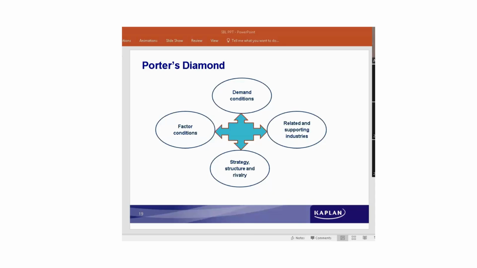Finally, there is the kind of competition prevailing among the competitors: the strategy, the structure, and the rivalry. If it is possible for them to face that and survive in that market, I think they should also be thinking about entering into a global market. So there are four, which are in the form of a diamond, so it's called the diamond model. So Porter recommends business entities to enter into global markets.